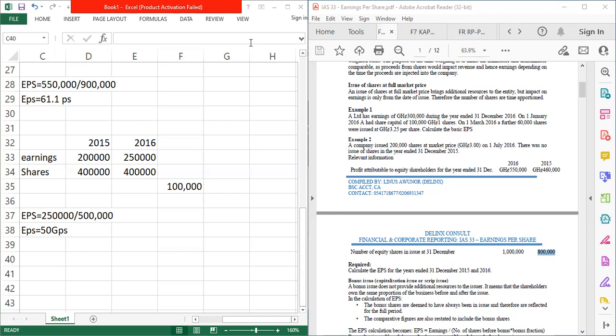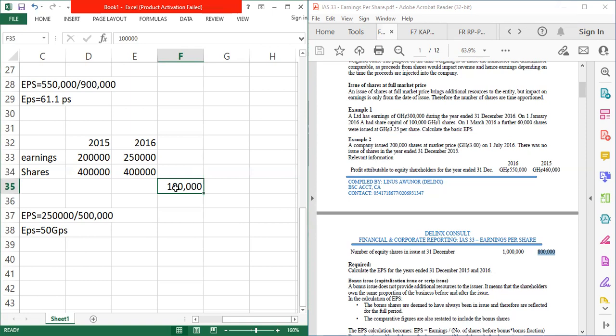Sami, why 500,000? Yes, sir. Okay. So we are saying that the shares that we have in issue was 400,000. But during 2016, the company made a bonus issue of 100,000. So it means that our share value will increase by 100,000.